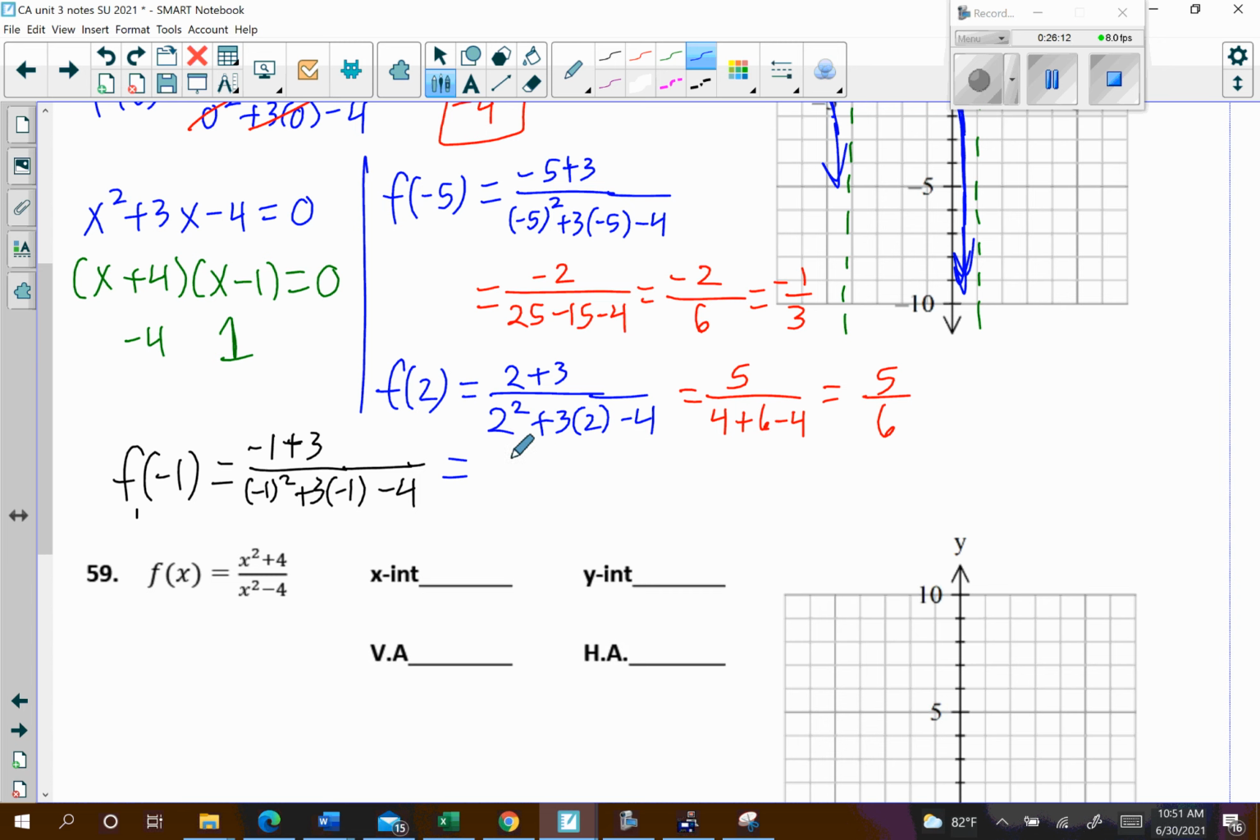On top, let's see, that'll be a 2. And then on bottom, -1 squared actually becomes positive. Then this will become a minus 3 times -1, and then we have to take away 4. And so if we simplify all this, it looks like we're going to get 2 over, see, 1 take away 3 is -2. -2 take away 4 is -6. And then this reduces to -1/3.